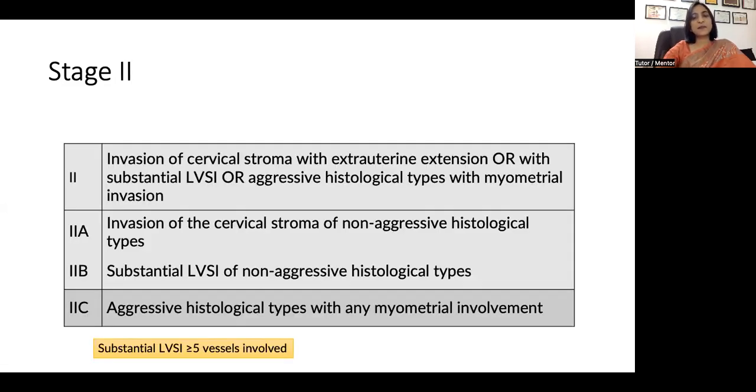Stage 2 is when cervical stroma is involved, or substantial LVSI is there, which is more than 5 lymph vessels involved, or aggressive histologic type with myometrial invasion. 2A is non-aggressive with cervical stroma involved. 2B is substantial LVSI of non-aggressive type. 2C is aggressive with any myometrial involvement.